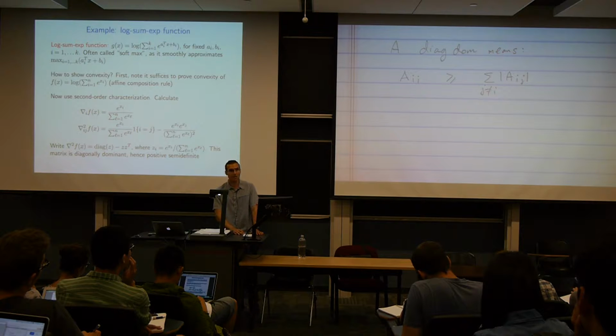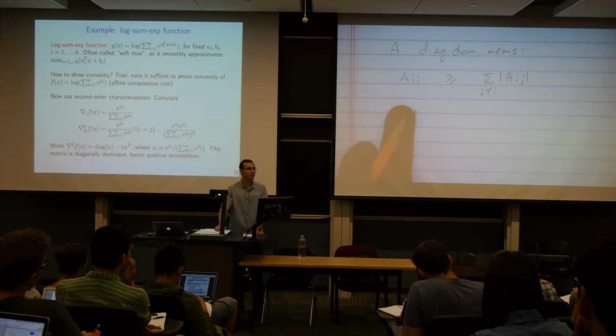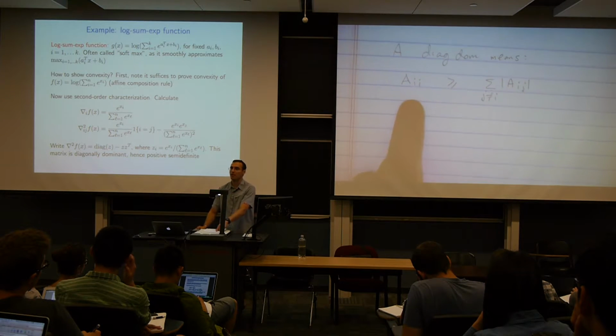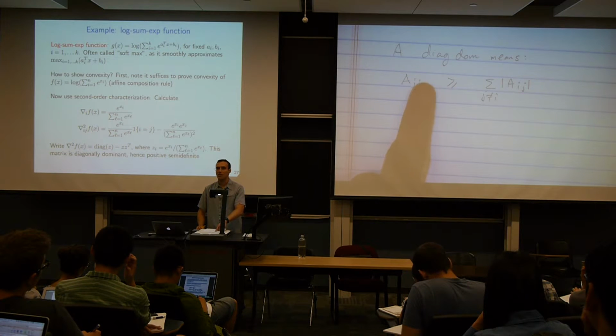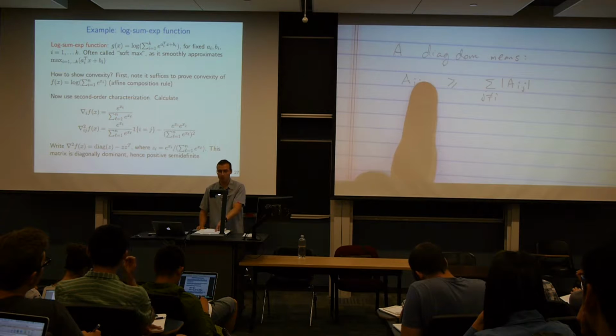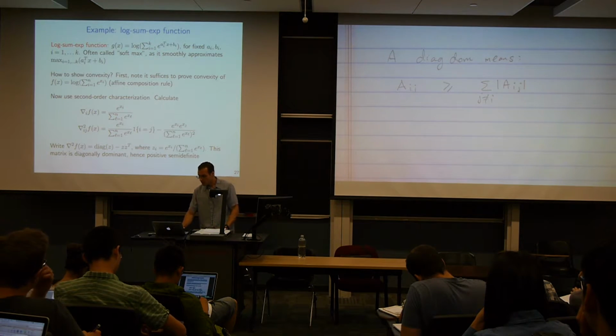Sometimes it's easier to check this condition than it is to check positive semi-definiteness, although this is not a necessary condition. So you'll miss some things if all you ever go off is this definition, but at least you can try checking this first. And if it works, then it means that the matrix is positive semi-definite.